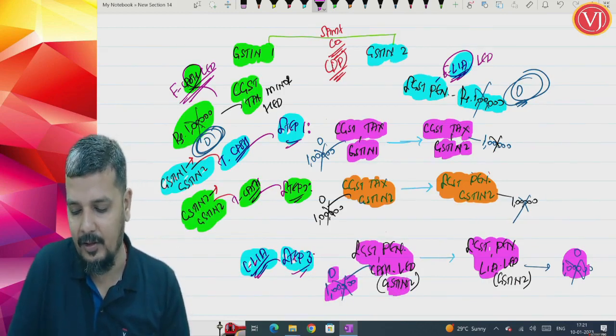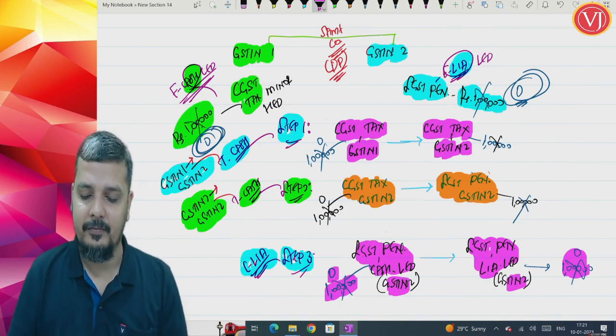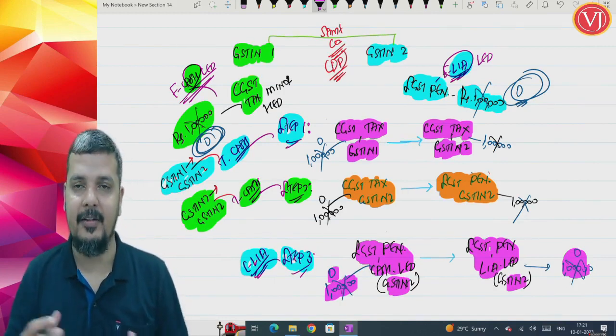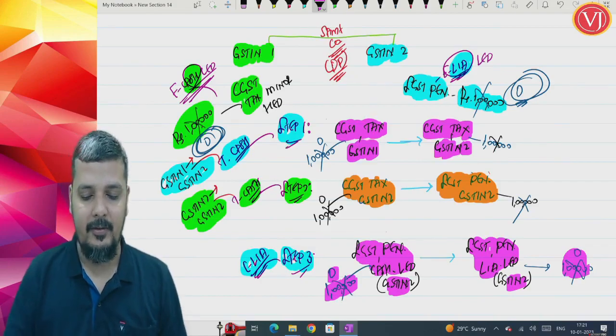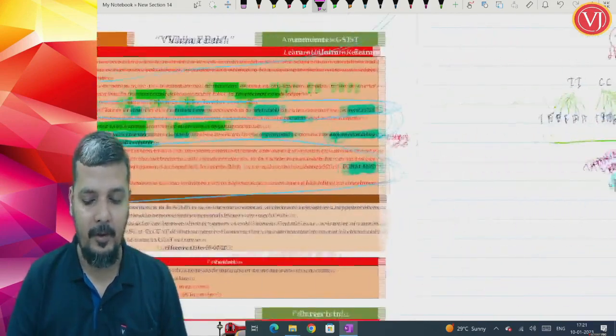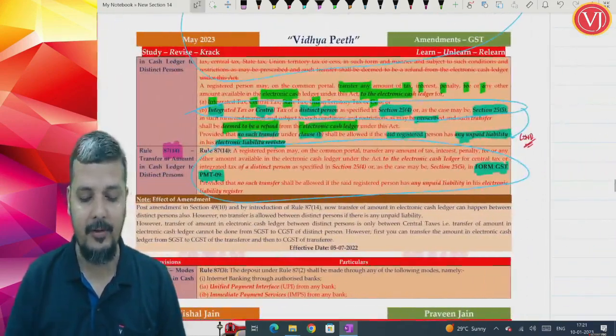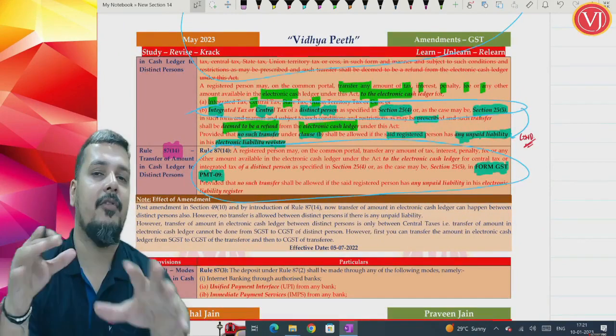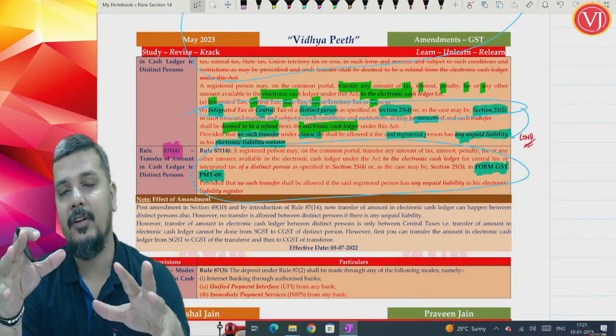Both are within the same GST number. So this is how I have merged both the provisions and given an example that this is how it will work. Right. So that is all about the new provision, an important and interesting provision. If ICAI wants to test it, they can beautifully ask a question in detail for about 5 to 6 marks.